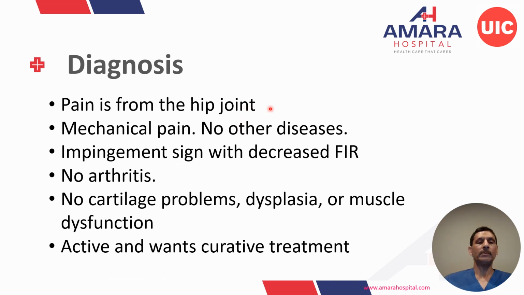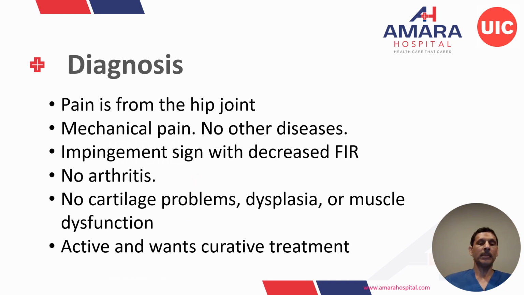Pain is from the hip joint. That's the first thing we need to know. The first step in diagnosis is, is the pain coming from the hip joint? Second, is it mechanical? Yes, right? No other disease process. Impingement sign was positive with decreased FIR, so that's a clear sign of anterior impingement. No arthritis. No other primary tissue problems like cartilage problems, no dysplasia, and no muscle dysfunction. So that leaves us with only one possibility, that's femoroacetabular impingement.